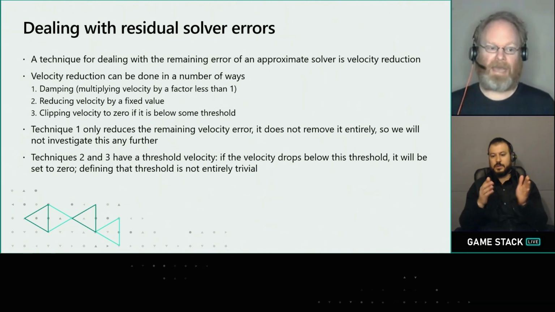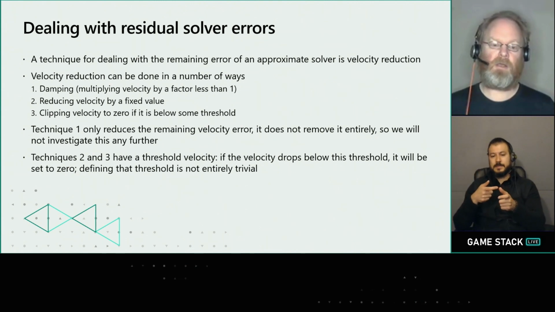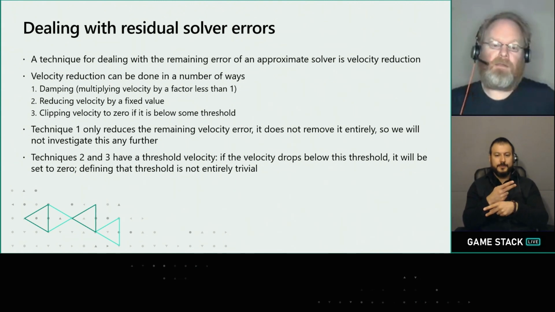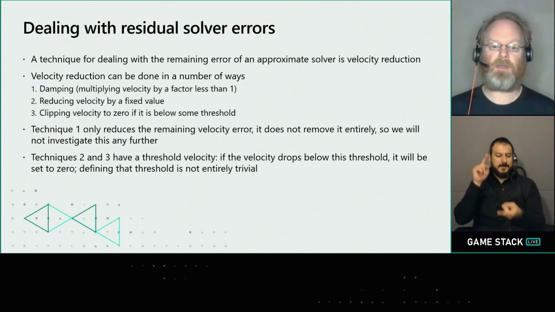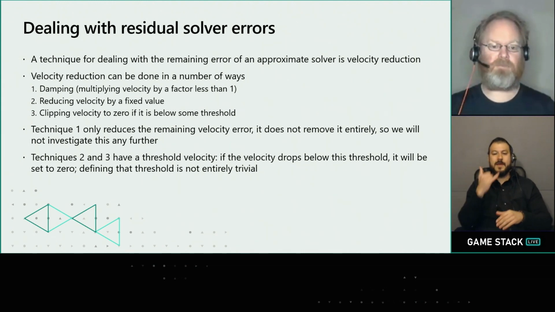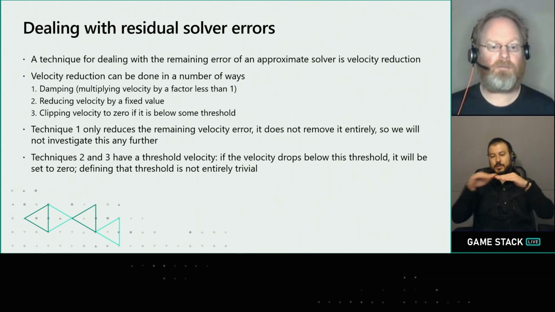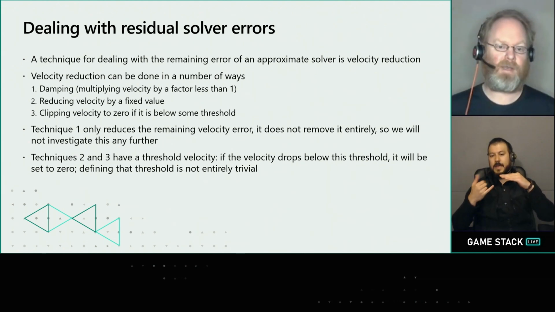We could damp, that is, reduce the velocity each frame by some factor. We have damping in the engine anyway, and it's not really helping us because it's not removing that error altogether. We could reduce the velocity by some fixed value, but that's pretty arbitrary. Or we could clip the velocity below a threshold. And now again, we're into heuristic time, because what is that threshold?